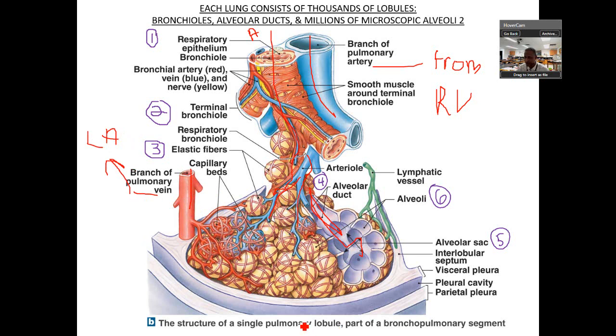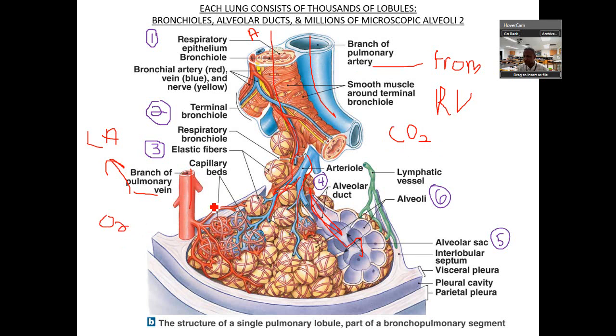So this blood has the O2. This doesn't. This actually is going to be dropping off, let's say, what is this dropping off? CO2, and this is taking back O2.